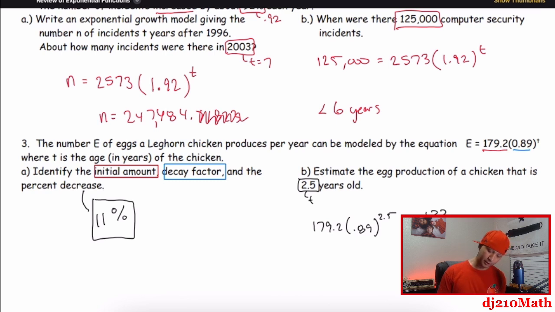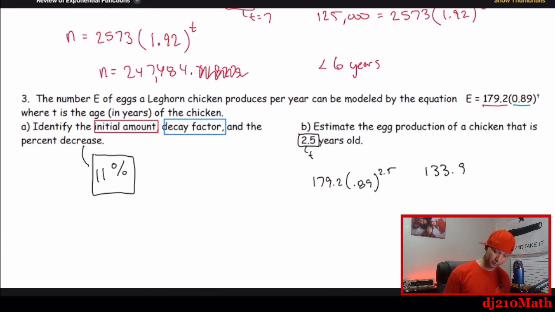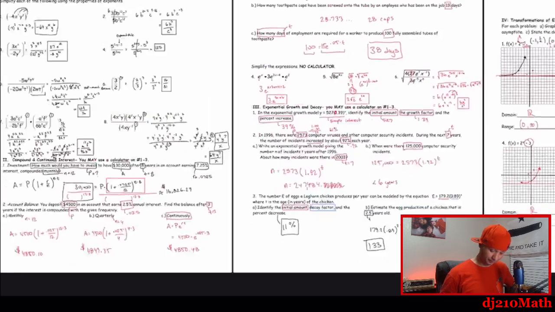So the egg production, it's 1.339. I mean, that's really close to 134, but 0.9 of an egg is not a whole egg. So I'm going to predict 133. Or estimate, rather. We're estimating. All right.